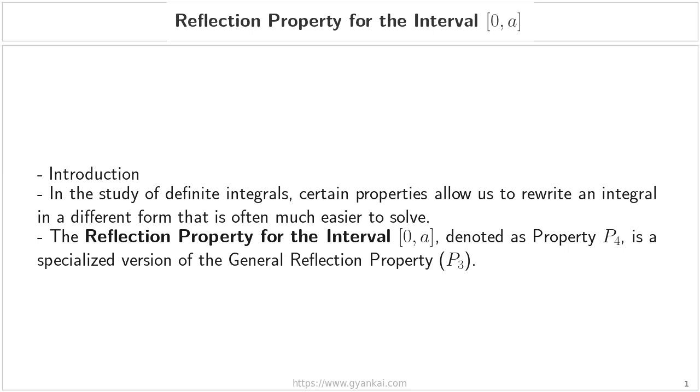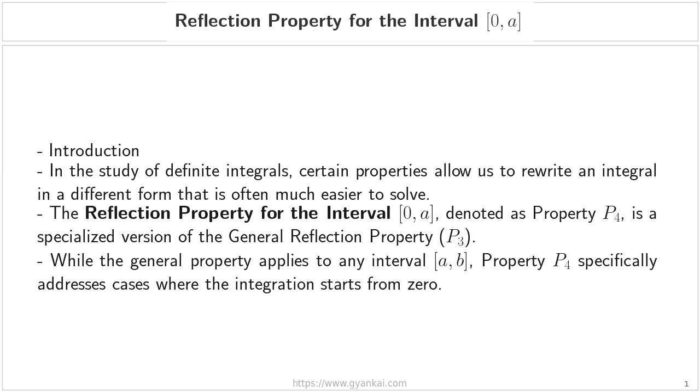Now, this property P4 is actually a specific case of a more general property, which we call the general reflection property, and we denote that as property P3. The key difference is this. The general reflection property, P3, works for any interval defined by limits a and b. However, property P4 is specifically designed for integrals where the lower limit of integration is 0. So, we're looking at integrals of the form, starting from 0 up to some constant value, a.